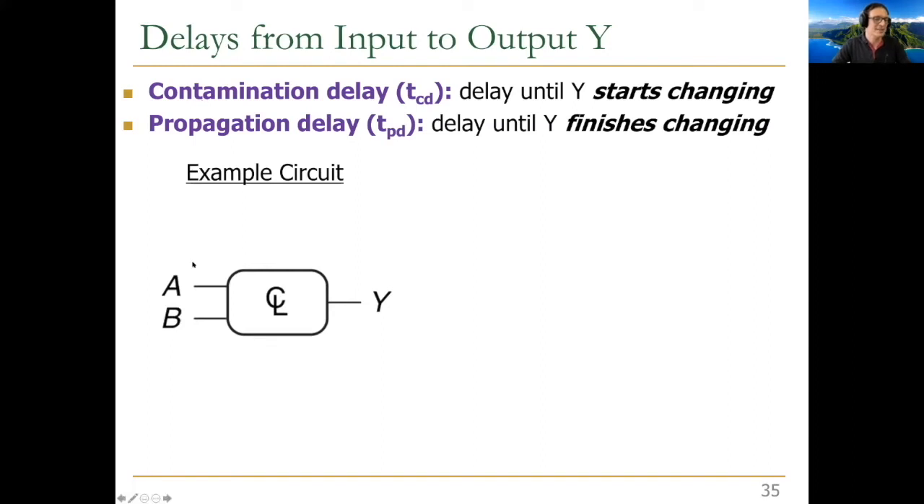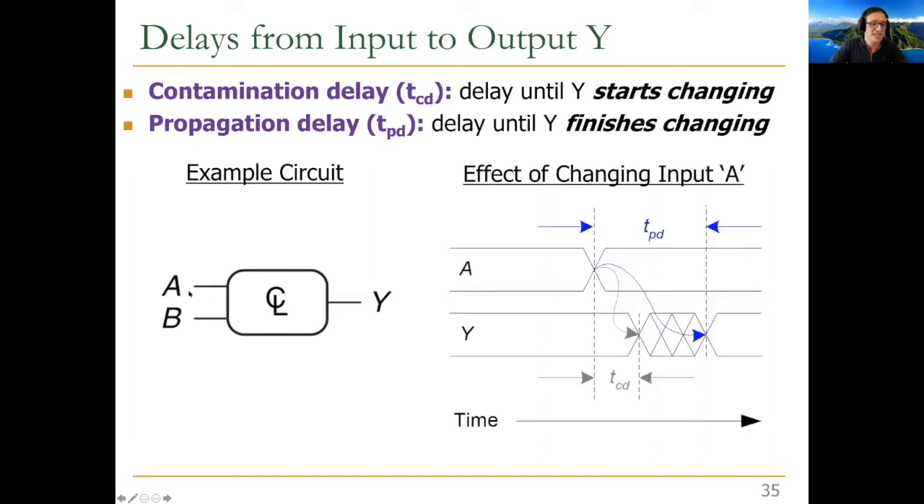So let's take a look at this combinational circuit. It has two inputs, A, B, and an output Y. It's combinational logic, as you can see over here. So if you change input A, it could be going from 0 to 1 or 1 to 0. That's what the signal over here means. There is a point when Y starts changing. And that distance in time from A changing and Y starting to change is called the contamination delay. And that's the shortest possible delay. Basically, that means that at this point, your Y may change.